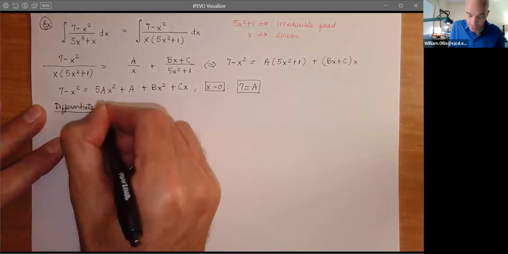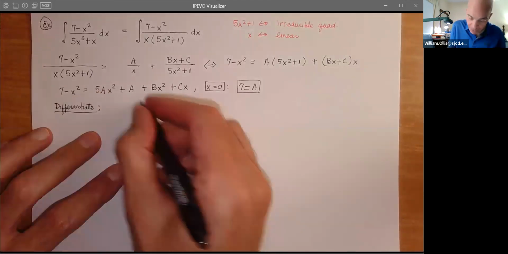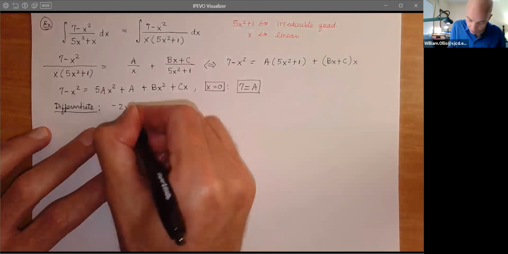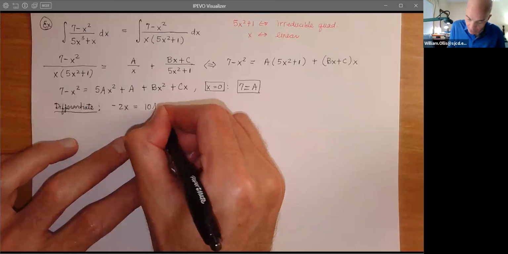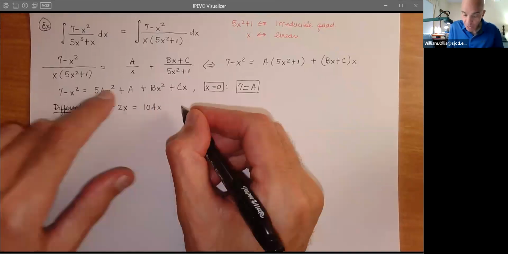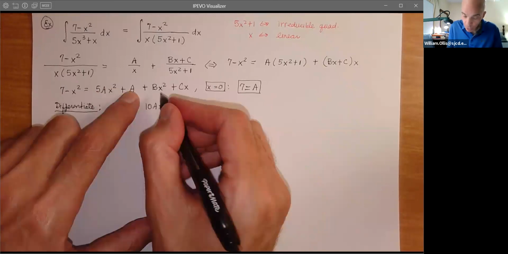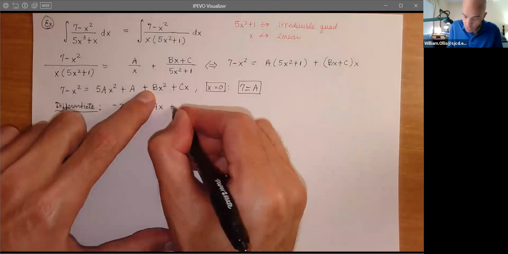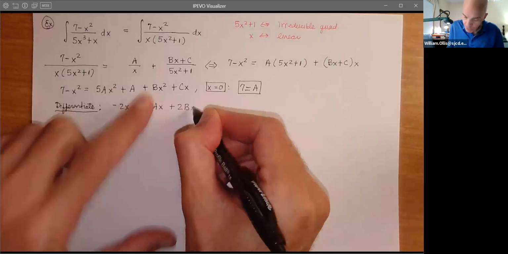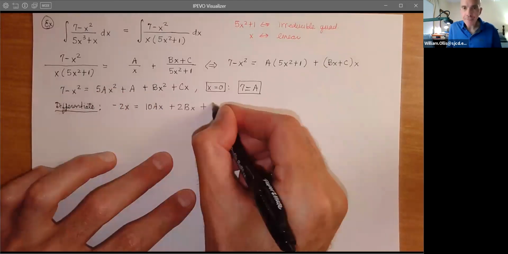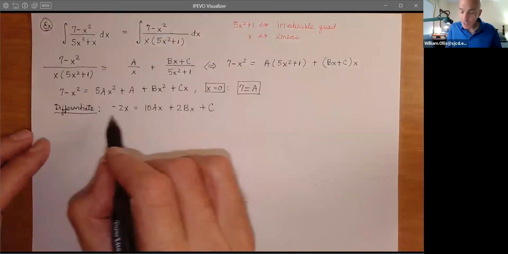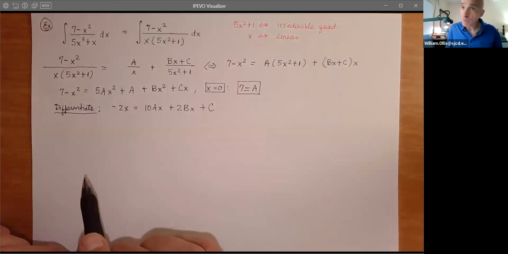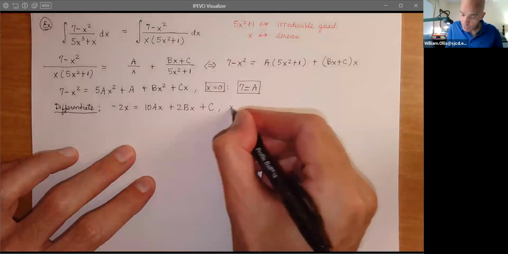So let's differentiate. So now we get the zero, so we get the minus 2x. Here we'll get the 10ax, by the power rule, 2 times 5, 10ax, 0 plus 2bx plus c. Okay? Now this is what I was telling you. When you differentiate, then you can use zero again. Zero is our friend, ladies and gentlemen. So now let's try x equals 0 again.